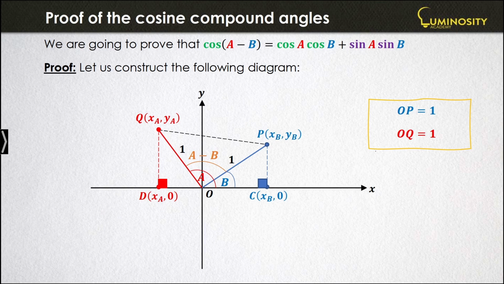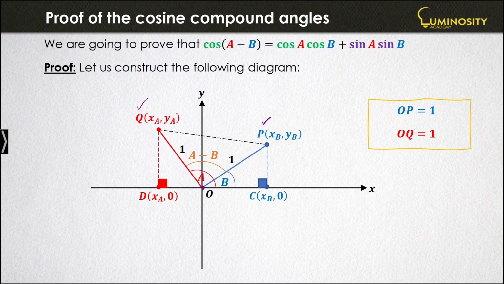So, how does the proof look? Well, first of all, we're going to construct the following diagram in the Cartesian plane. So, from the origin, we're going to pick two points in the plane. We'll call them P and Q, and we'll have the x and y coordinates labeled as follows. For P, we'll call it xb, yb, and for Q, we'll call it xa, ya.